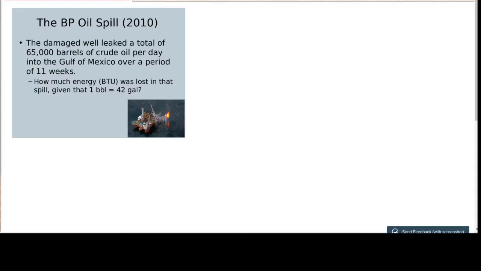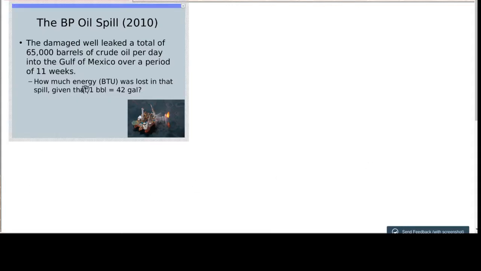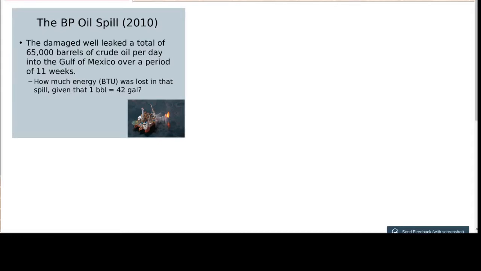What we're going to do is figure out how much energy was lost in the spill in terms of the energy that could have been used in the spilled oil if it had been used as intended instead of having been spilled. So that's our problem. How much energy in BTUs, British thermal units, was lost in that spill, given that 1 barrel is 42 gallons, 65,000 barrels of crude oil per day, 11 weeks.